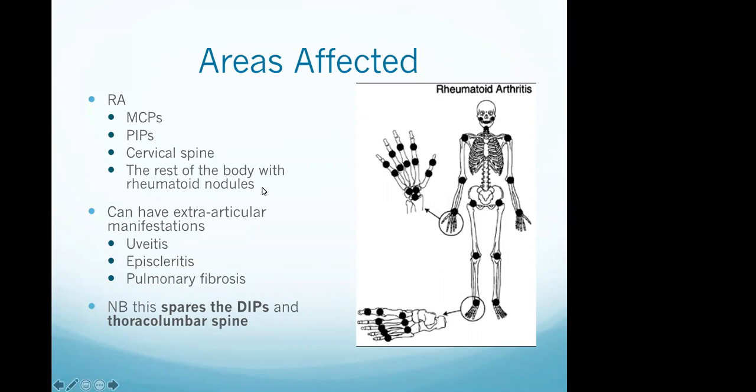Theoretically, you can get rheumatoid nodules anywhere. Most people aren't going to have them in places like the heart, giving them heart block and things like that, but it's possible.